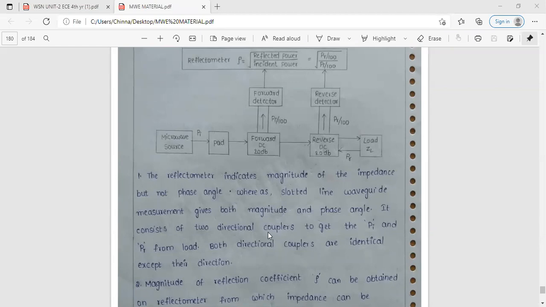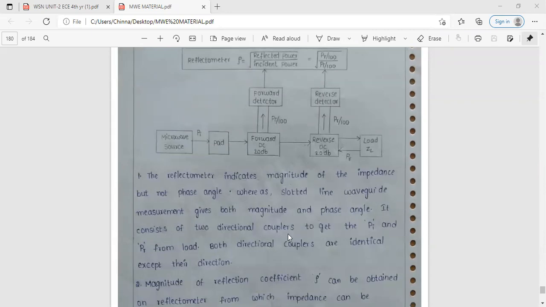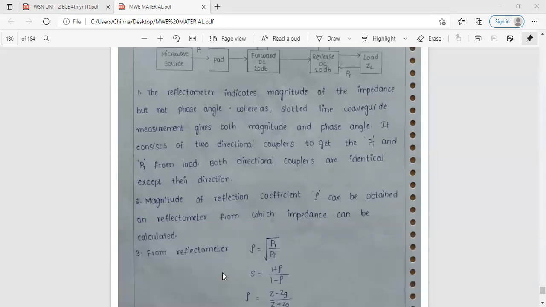Here we have a diagram, where a forward detector and a reverse detector are used for the reflectometer. It consists of two directional couplers to get the incident power PI and reflected power PR from the load. Both directional couplers are identical except their direction. So the magnitude of the reflection coefficient rho can be obtained, from which the impedance can be calculated.